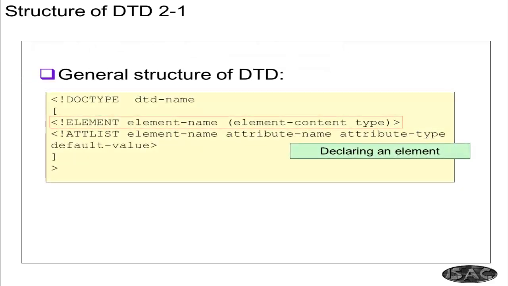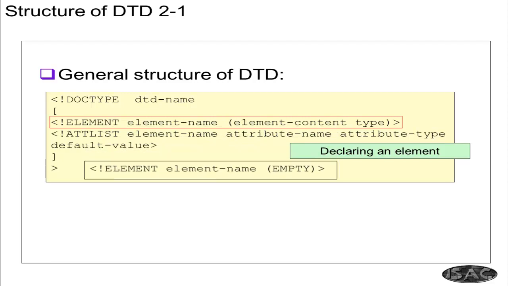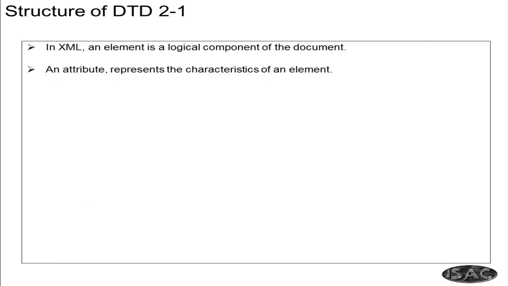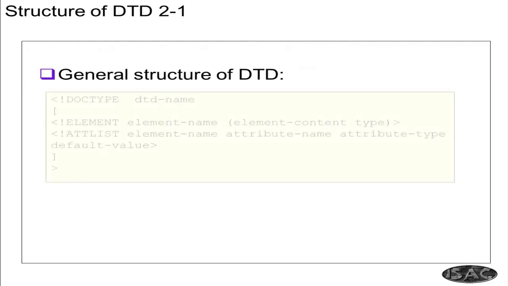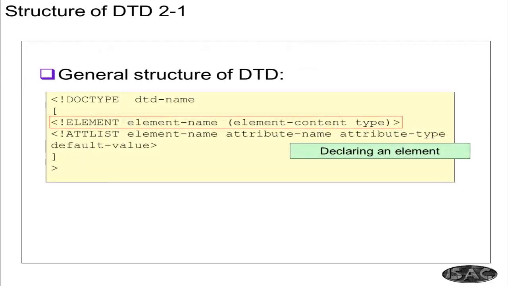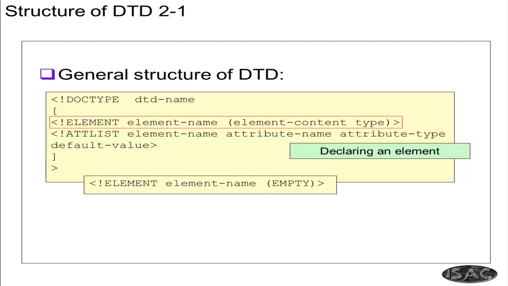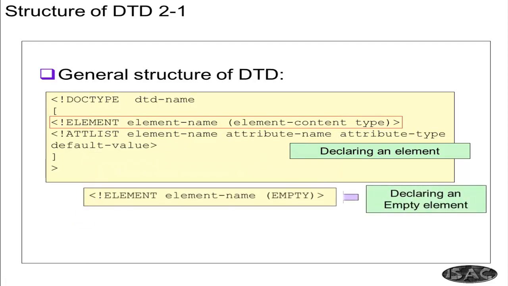Now let us see one example of it. Let me just go back. In XML, an element is a logical component of the document, and an attribute represents the characteristic of an element. So this was a basic definition. Now let us understand a sample DTD, how it looks. A DTD generally starts with some DTD name, and then it will say element and attlist. So there is one thing called element, another thing called attribute list.